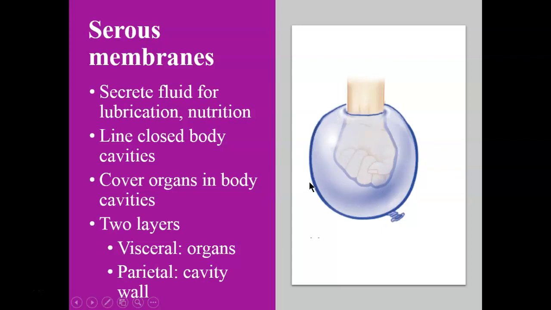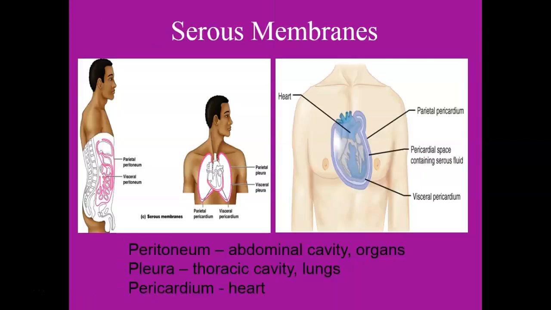So the outer layer would be your parietal serous membrane. This would be your cavity. This would be your visceral serous membrane. All of this area would be filled with serous fluid secreted by these membranes. So now think if this was the heart and that muscle is constantly contracting. This fluid secreted by these membranes prevents friction.